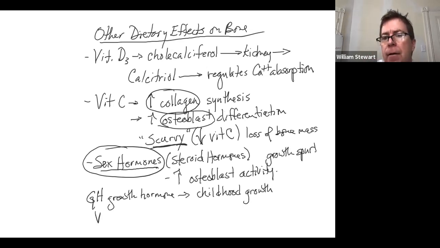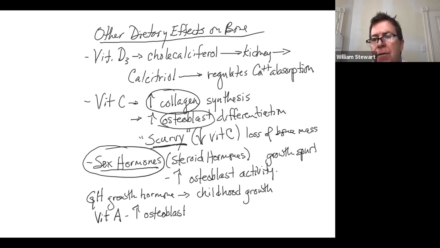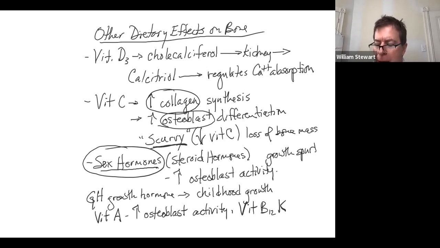Vitamin A does have an effect on our bones as well. It increases osteoblast activity. You can see how significant these vitamins are in our diet to healthy bones. And vitamins, I'm just going to write them on this line, vitamins B12 and vitamins K, they increase protein synthesis in our bones.